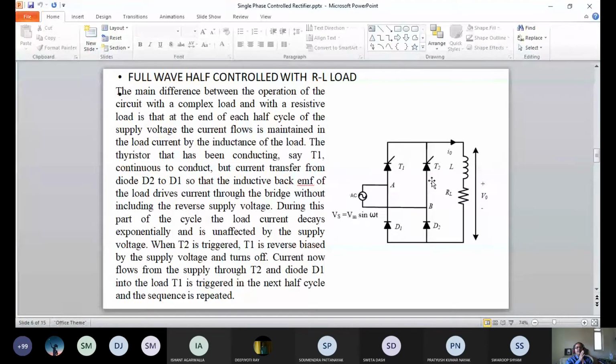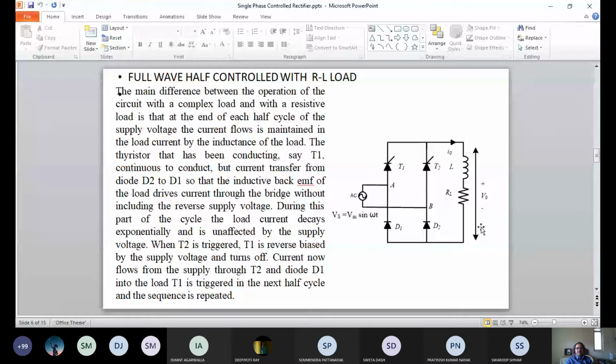Now we'll go to the complex load. Please try to understand this circuit; it is a little complex. Now in the positive half cycle, T1 and D2 are forward bias. Just imagine the source voltage: A is positive, B is negative. So load current will flow through source A, T1, L, RL, D2, B, and back to source.